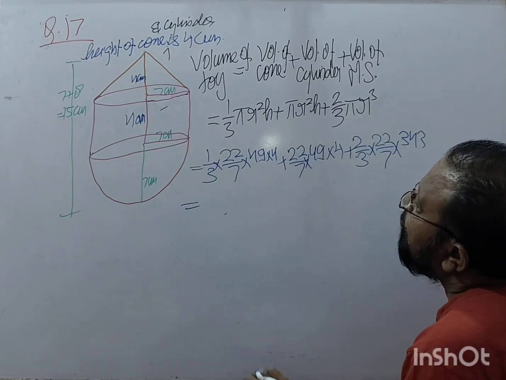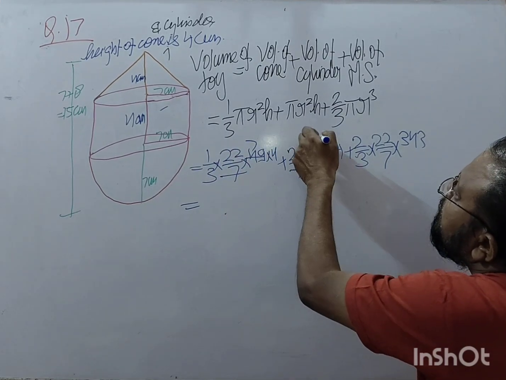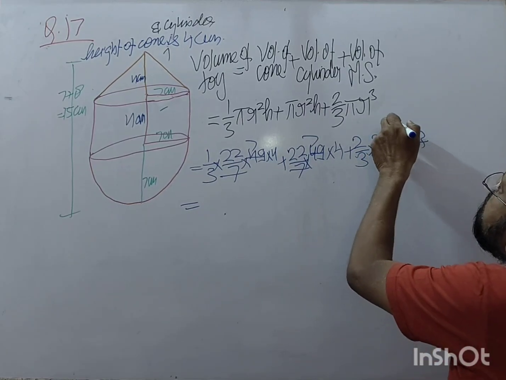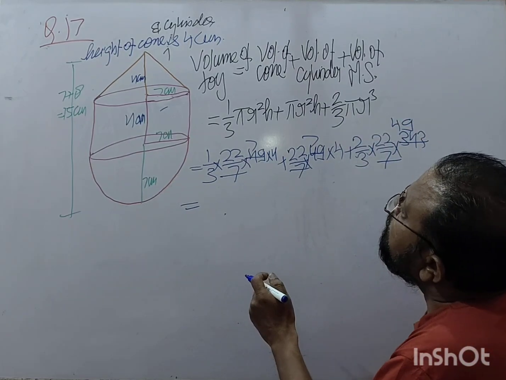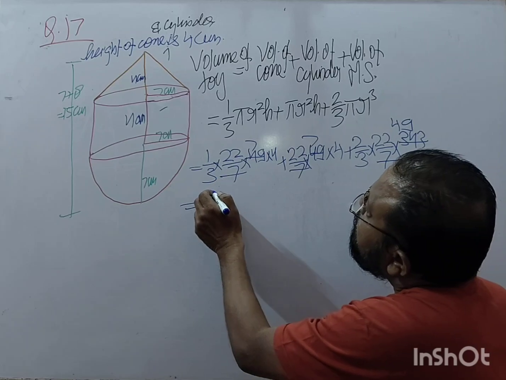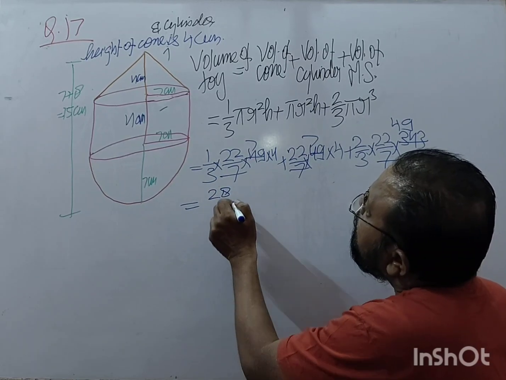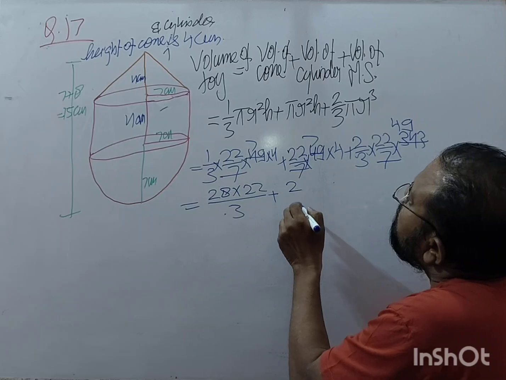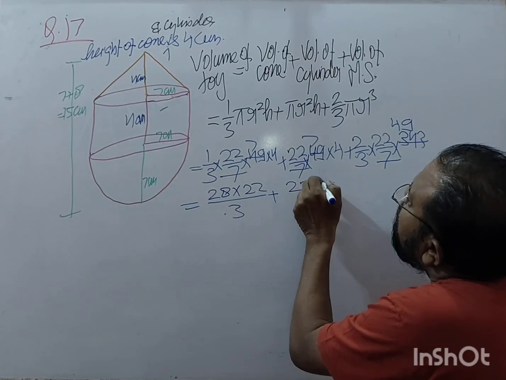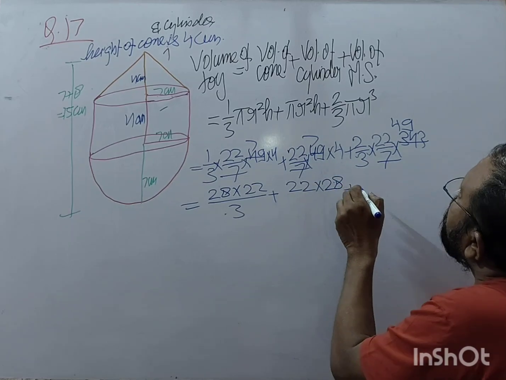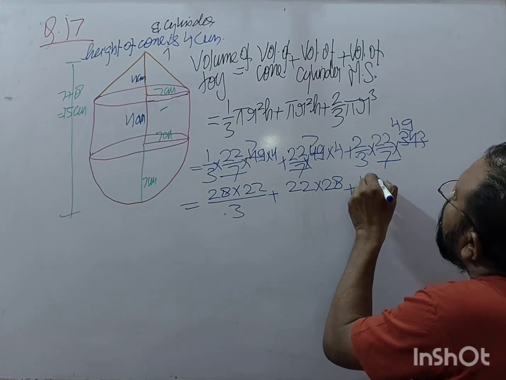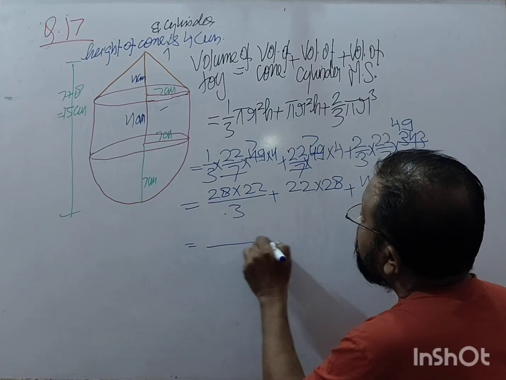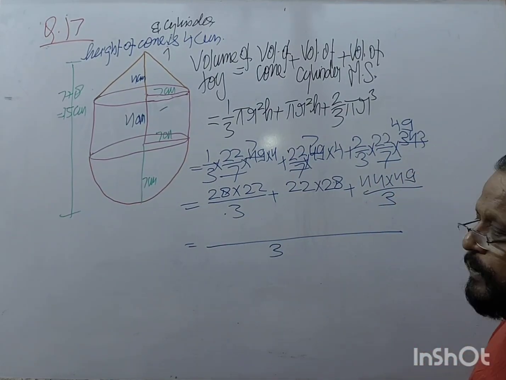So how much you will get? This is 7, this is 7, this is 49, so this is how much? 28 into 22 upon 3 plus 22 into 28 plus 44 into 49 upon 3, right? This is 3 as a common, so it is how much?